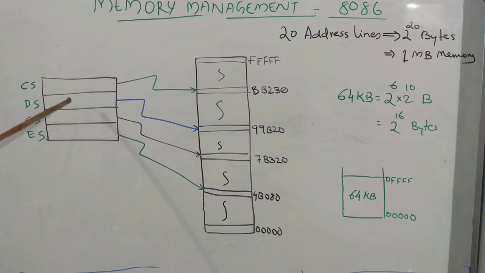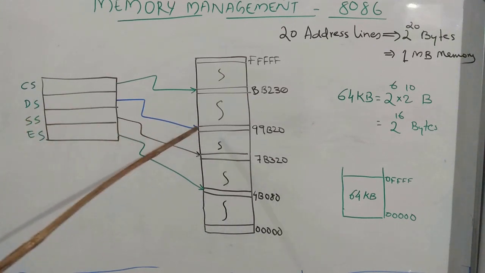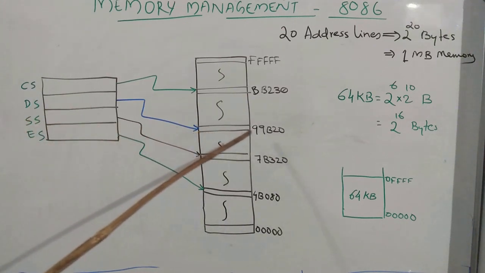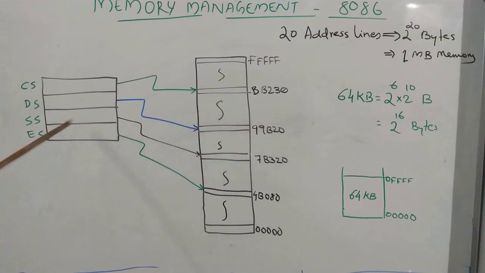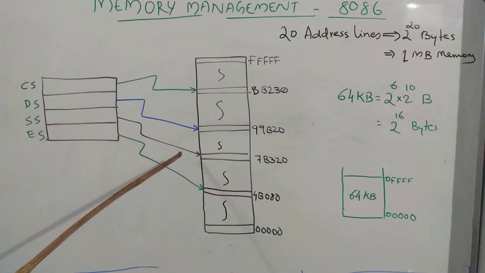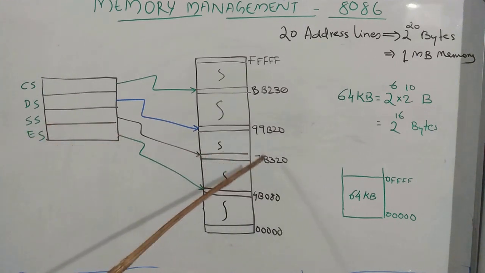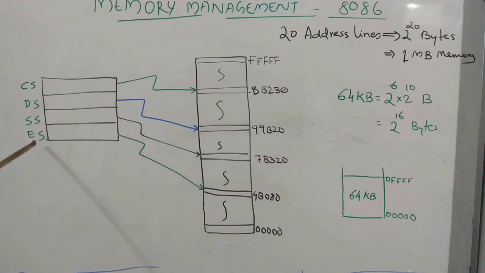DS points to a segment starting at 99B20. SS, that is the stack segment register, points to a segment starting at 7B320, and the extra segment register points to a segment starting at 4B080.